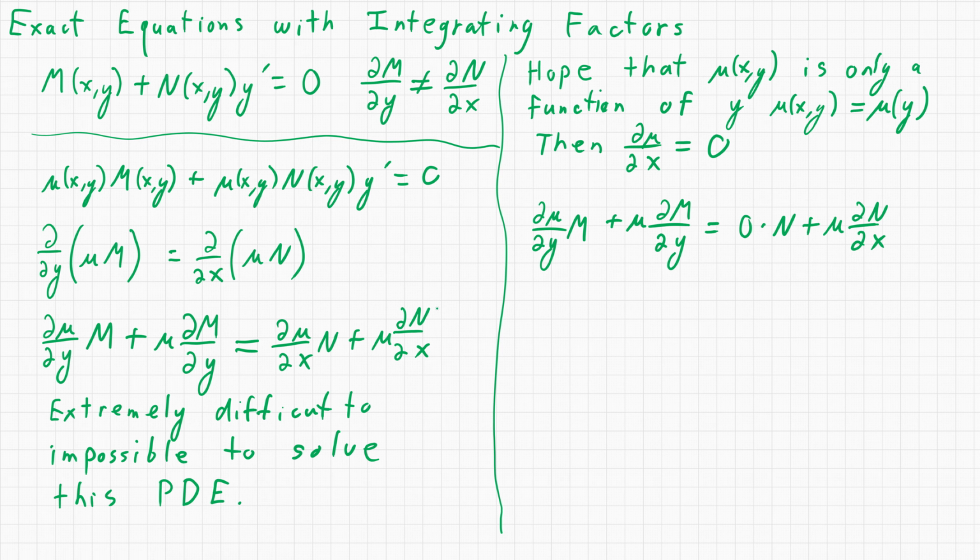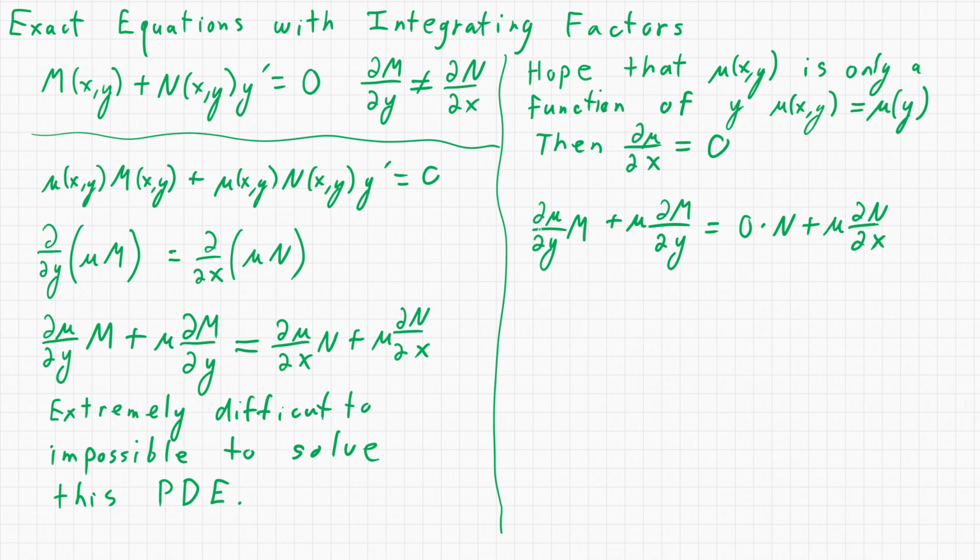All right, so before we made an assumption that we hope that mu of x comma y is only a function of x, but it can also be only a function of y sometimes. Sometimes that works as well. So I've changed this a little bit. Now we hope that mu of x comma y is only a function of y, so mu of x comma y is equal to mu of y. There are no x's in it. And then instead of partial mu partial y equal to 0, we have partial mu partial x equal to 0, and that also simplifies this equation.